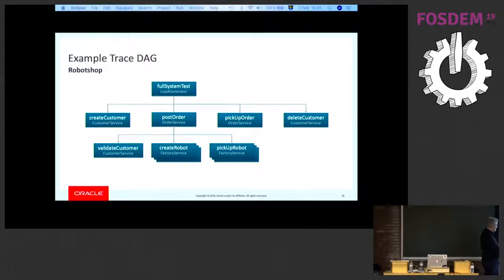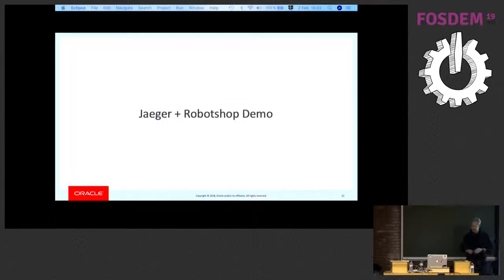It's going to create a random customer. Then we're going to post an order, which might be multiple robots that we want to create. We're going to start by validating the customer, then create whatever many robots we want to create, pick up the robot, and fulfill the order, and at the very end, delete our customer. So I'm going to do a quick demo of what this might look like.